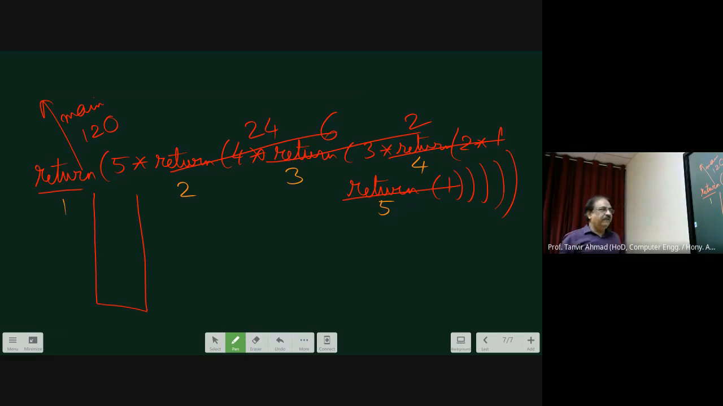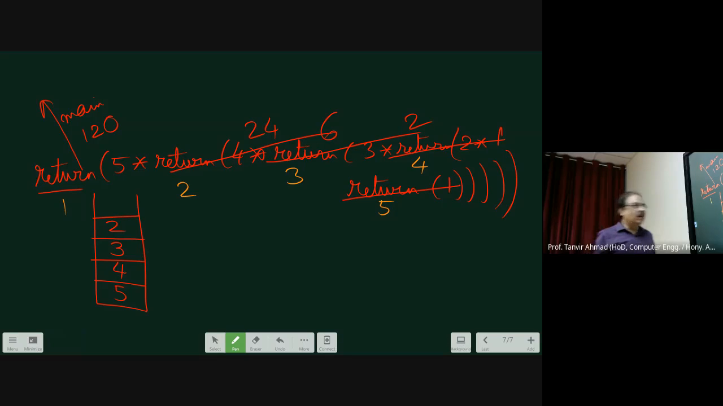The moment the function makes a recursive call, the value of 5 is stored in the stack. Again, when it calls with fact 4, 4 is stored over here. Again, when it is called with fact 3, 3 is pushed in the stack. Similarly, it will push 2. Now, when fact becomes 1, it will not push 1, but will return 1.